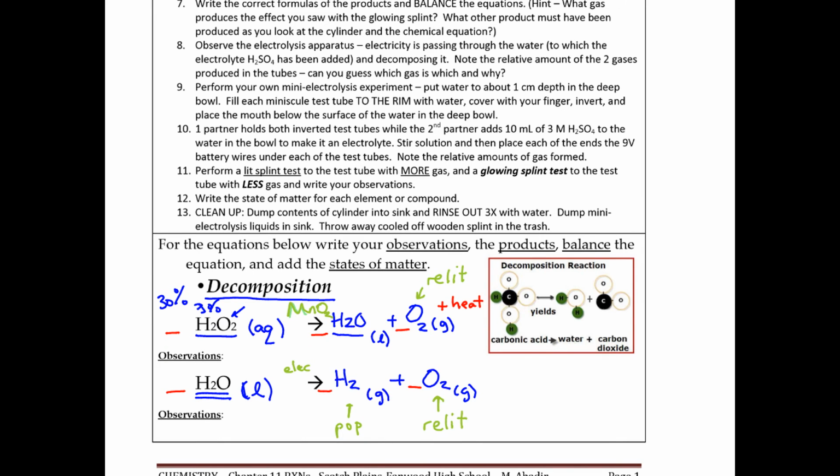Electricity made this happen. Now we actually added an electrolyte to the water, so it had sulfuric acid in it, and that allowed electricity to flow because water does not have ions in it. So water would not conduct electricity without some sort of electrolyte, which we used sulfuric acid.